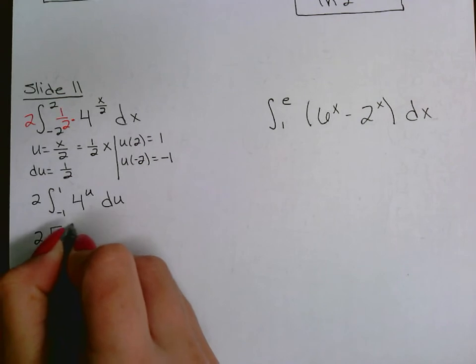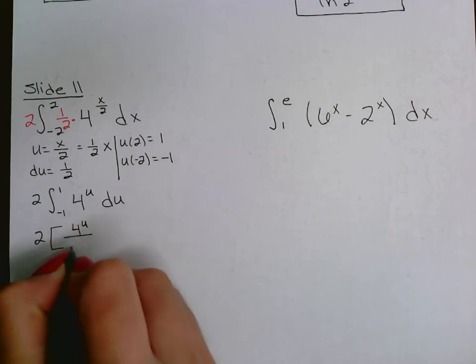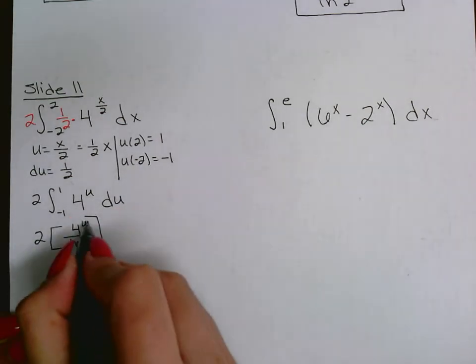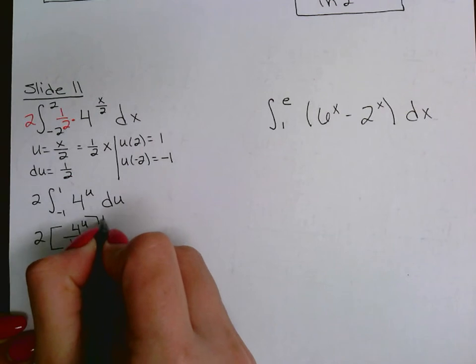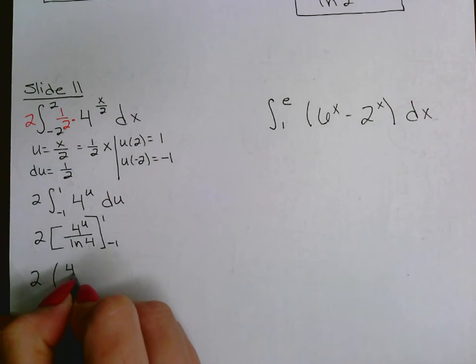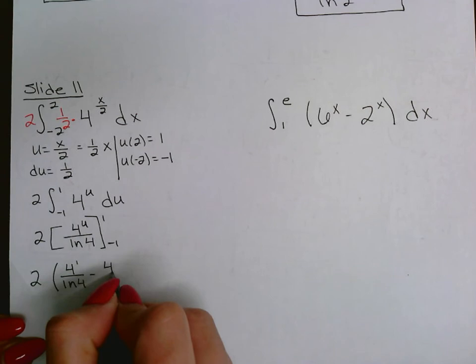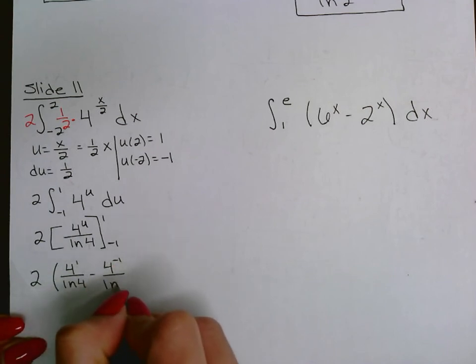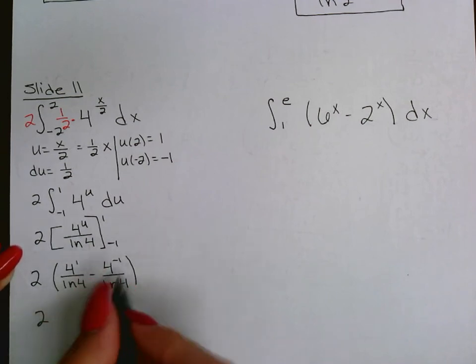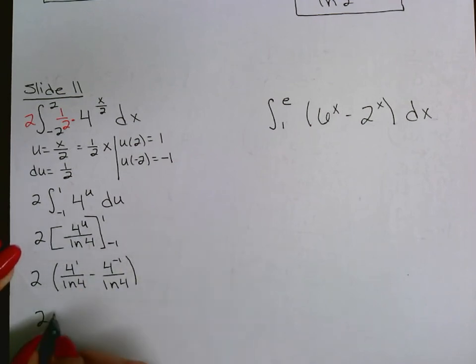Antiderivative is a rewrite over ln of the base. When I've changed my limits, I do not need to plug my x back in. And then I just do my f of b minus f of a. Don't be surprised if you see this 4 to the negative 1, because it's a negative exponent, it can be brought down. But other than that, you can leave this as is.